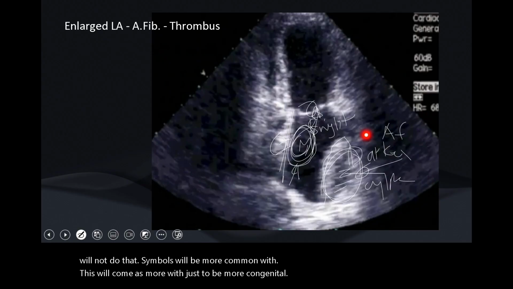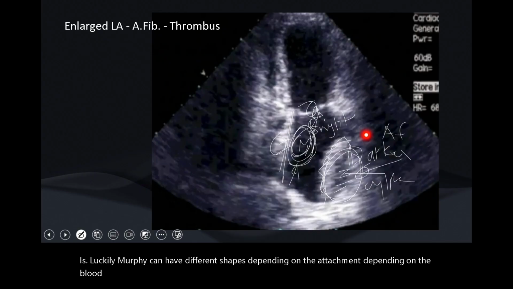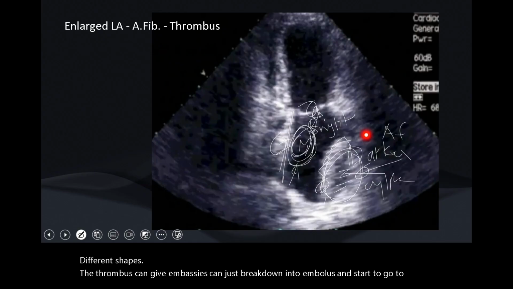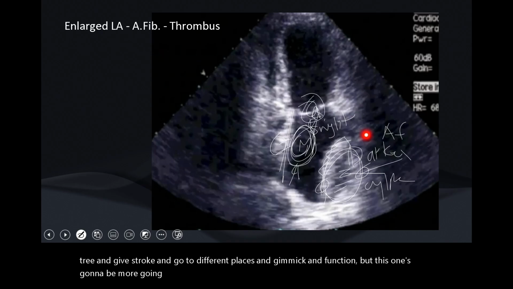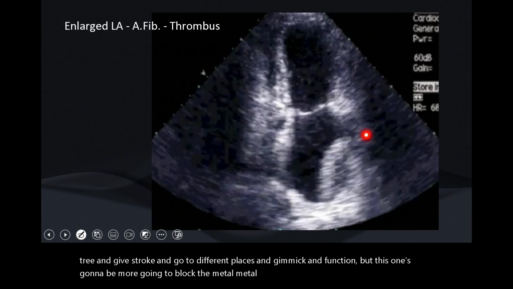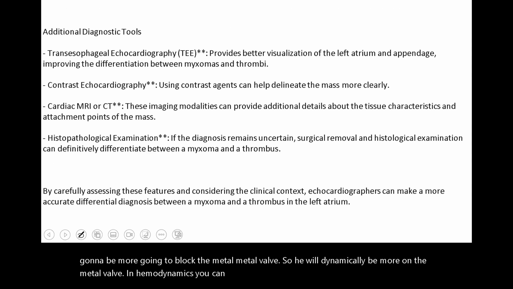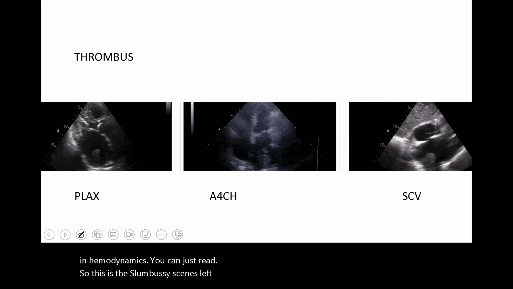Thrombus can give, yes, it's polymorphic, it can have different shapes depending on the attachment or depending on the blood clot. Polymorphic means different shapes. The thrombus can give an embolus, can just break down into emboli and go to the brain and give stroke and go to different places and give infarction. But the mass is going to block the mitral valve. So the hemodynamic effect would be more on the mitral valve. You can see this is the thrombus in the left atrial appendage from different views.